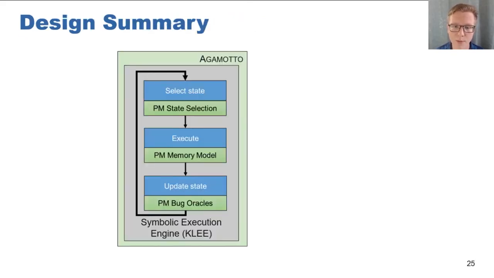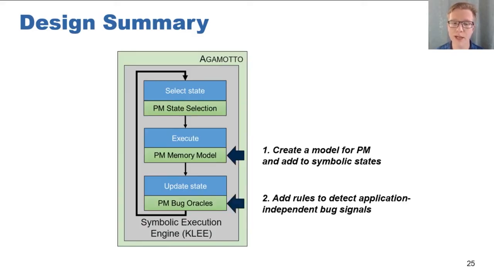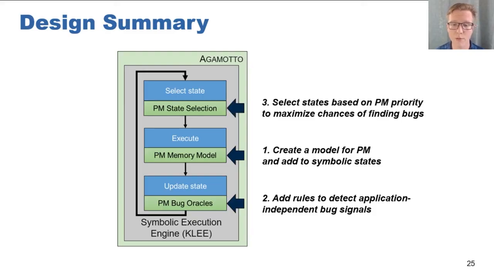So in summary, to build AGAMOTTO, we augment KLEE with three main things. We add a model for allocating and modifying persistent memory, and also for tracking the status of persistent memory in symbolic states. We also add bug oracles, which use persistent memory state transitions to detect our patterns of application-independent bugs. This also supports custom bug patterns so developers can detect application-specific bugs. We also develop a state selection algorithm which drives symbolic execution to prioritize execution of states which are more likely to contain persistent memory bugs.